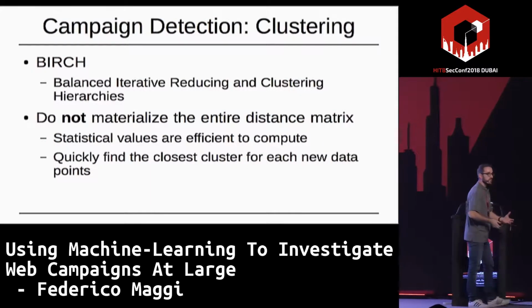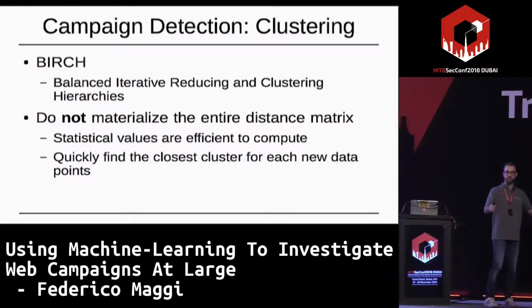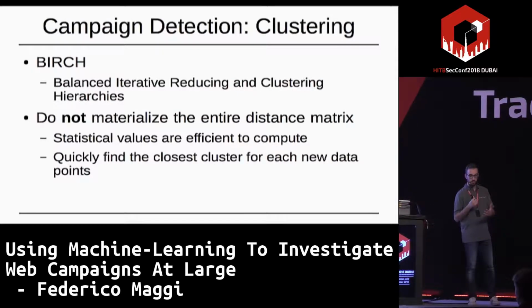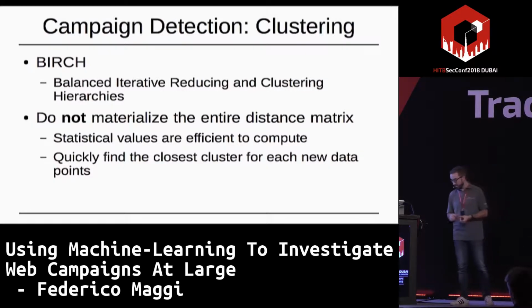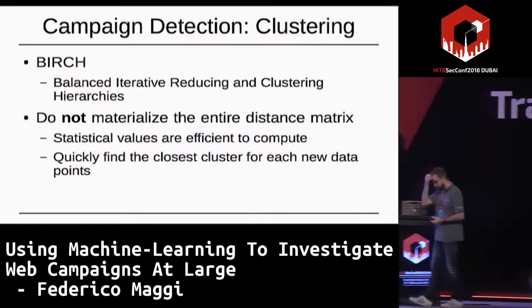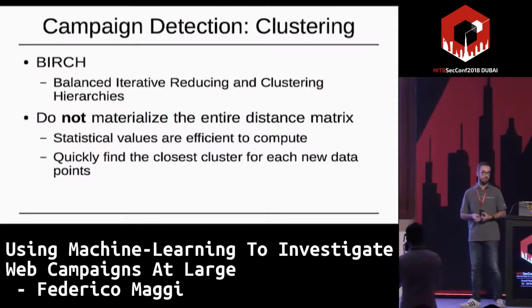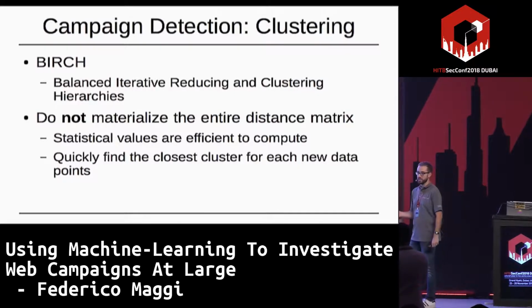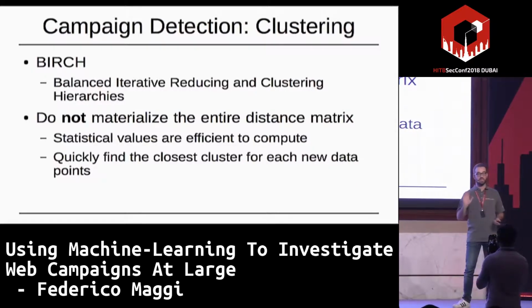Now we have a set of features, and we want to cluster them. We want to organize the pages around a metric using the features that we've just extracted. For clustering, we wanted something very efficient, nice with respect to memory and computation. We started with DBSCAN, but it didn't work out. It didn't scale very well.